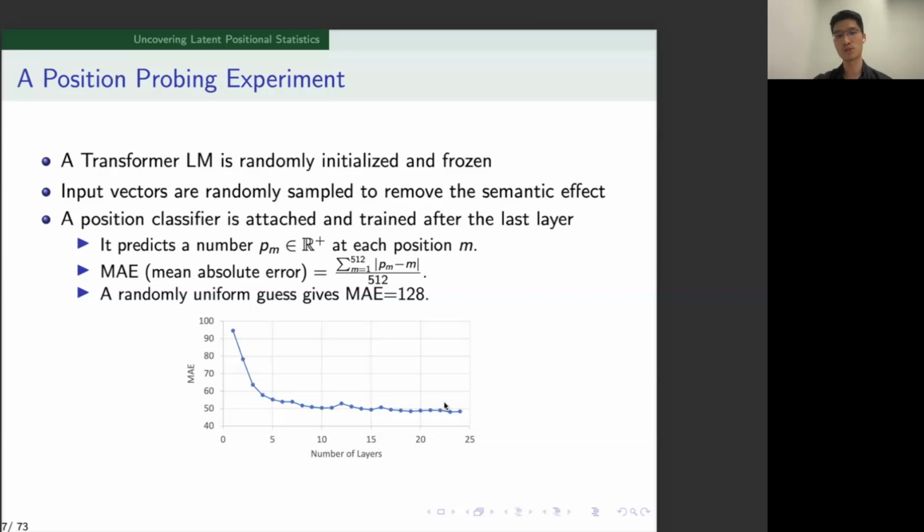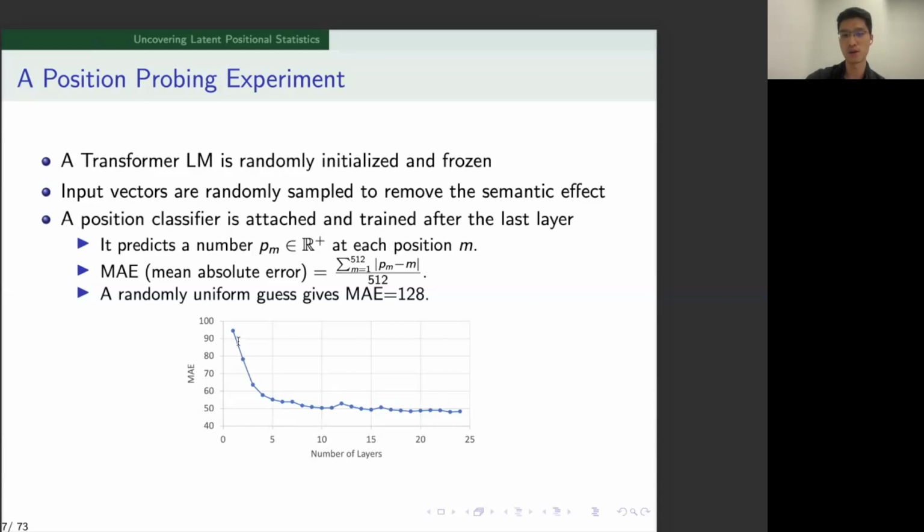So the goal of this position classifier is very simple. It just needs to predict a number at each position n for each input embedding. And then I compute the mean absolute error between the predictions and the ground truths. Ground truth is nothing but some integer from 1, 2, 3, all the way to 512, given that the input sequence length is 512. So a random uniform guess of this position classifier will give us an MAE of around 128. So if we get MAE below 128, then it means that this position classifier is picking up meaningful positional information from the frozen and randomly initialized transformer language model.